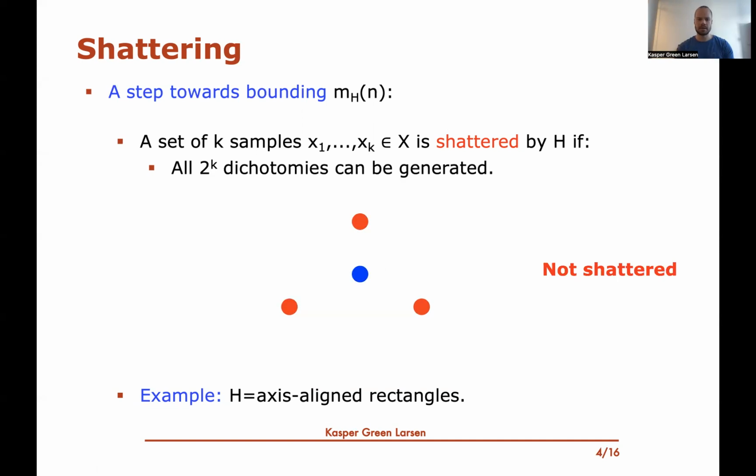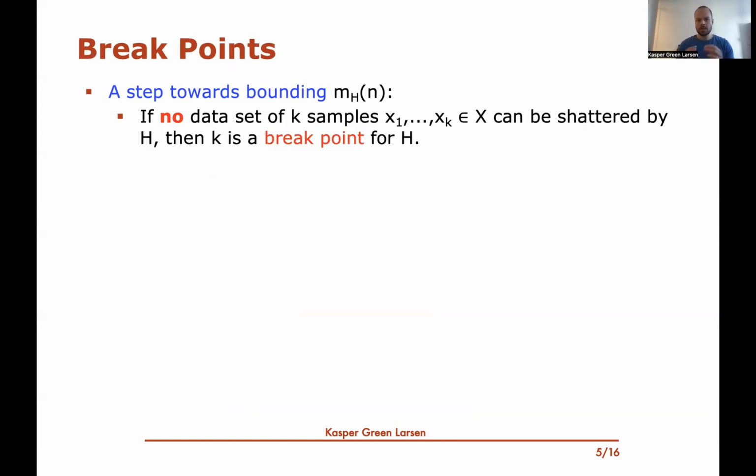Okay, so that's the difference. If we can generate all the 2 to the k dichotomies, then we say that these points or samples are shattered by H. Now with this definition of shattering, we can define what we call a breakpoint. So we say that for this hypothesis set H, for instance the axis-aligned rectangles, if there does not exist a set of k samples, so we cannot find k different examples that can be shattered by H, then k is a breakpoint for H.